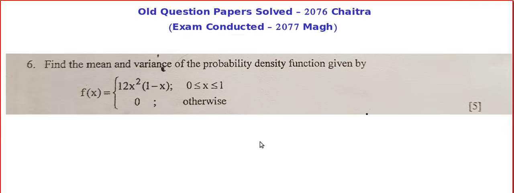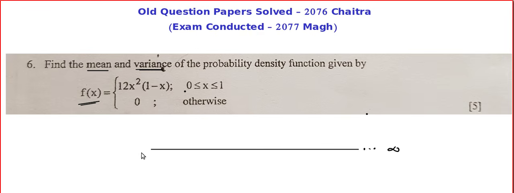Okay, so you can see that they are asking for the mean and variance of the probability density function given here, and it is defined piecewise. My advice is to draw the real number system, mark infinity on the right side and minus infinity on the left side, and always keep in mind that infinity and minus infinity are not included, so that's why I put dots.